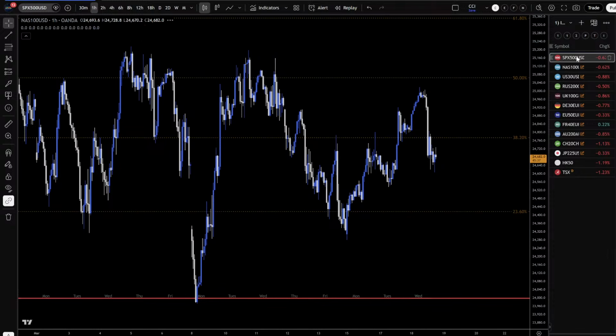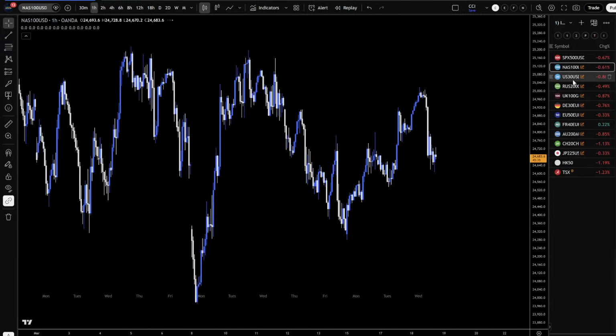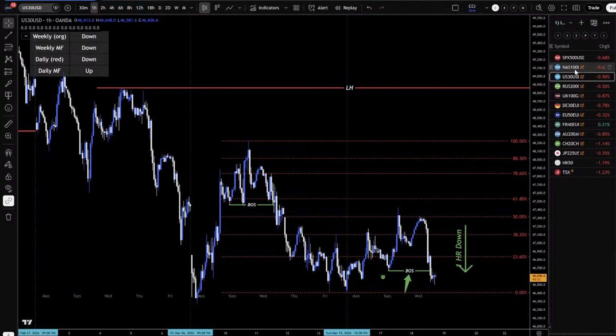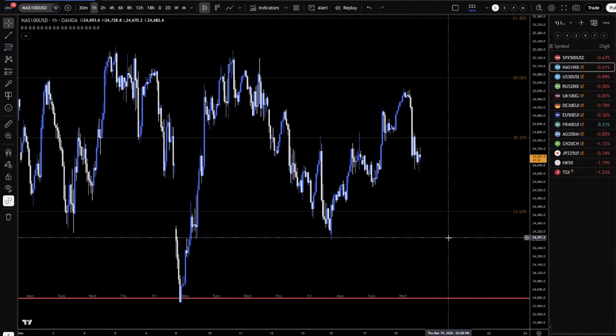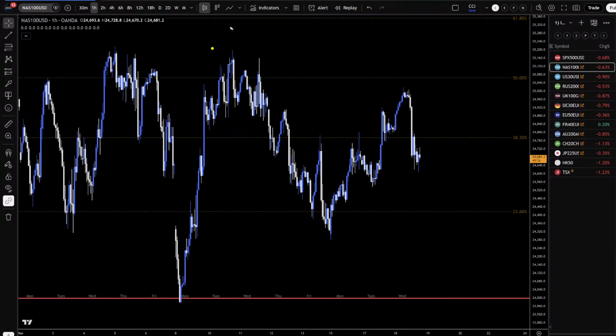Wow, the Nasdaq is actually quite a bit different than the US 30. Wow, I like the US 30 a lot better. I think this is an A. I think this is, but that's the man. This one's different, isn't it?